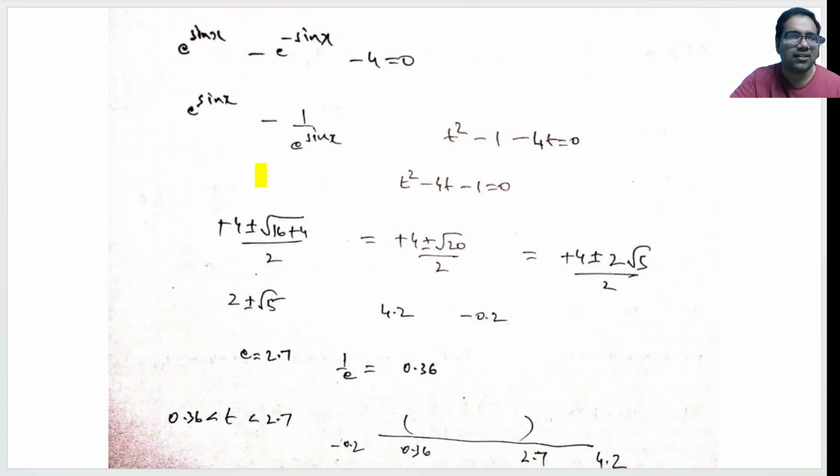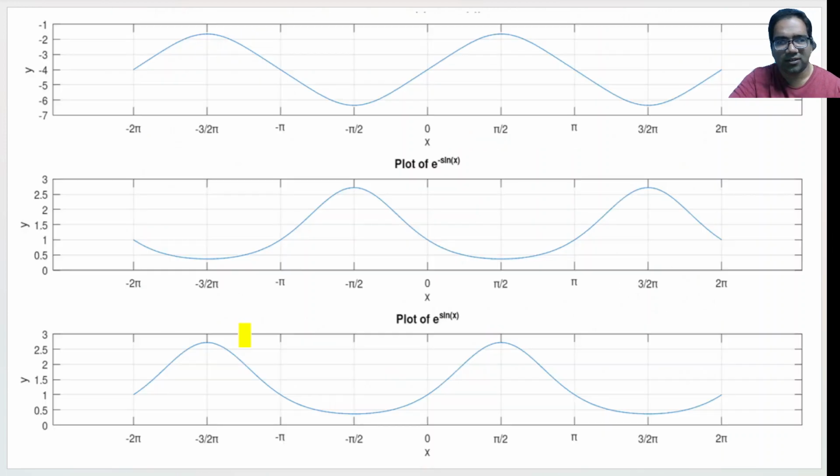Now we should understand this equation graphically also. How does e^(sin x) look? How does e^(−sin x) look? And then how does this entire expression look? That gives us a broader understanding. We just discussed sin x can go between −1 and 1, so e^(sin x) can go between e^(−1) and e. Look at this graph, e^(sin x).